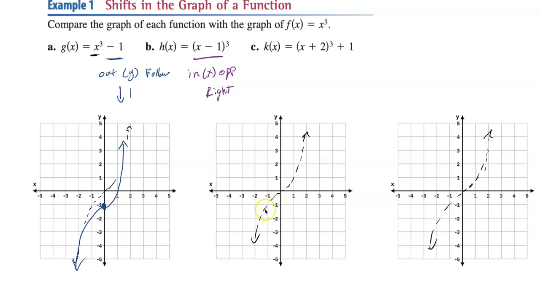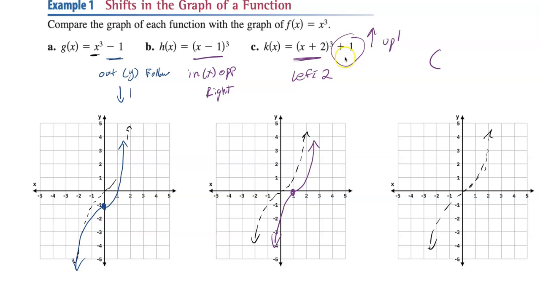So all these points in the graph are gonna move right 1. So we're gonna be like right here. So kind of like this. So it's that effect. And then the last one here does both things. There's an inside and there's an outside. So this guy tells me to move up 1. It's going to tell me to move left 2. So it kind of looks like this.